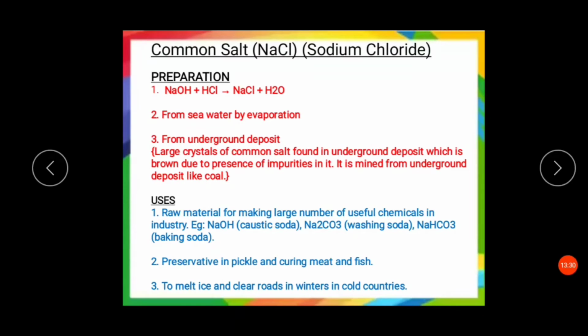What is the use of common salt? We know that it is used in our kitchen. It is used as a preservative in pickles and for curing meat and fish, to melt ice and clear roads in winter in cold countries. And it is used in industries for making caustic soda, washing soda, and baking soda. So it is used as a raw material for making a large number of useful chemicals in the industry. This was about sodium chloride, its preparation and uses.